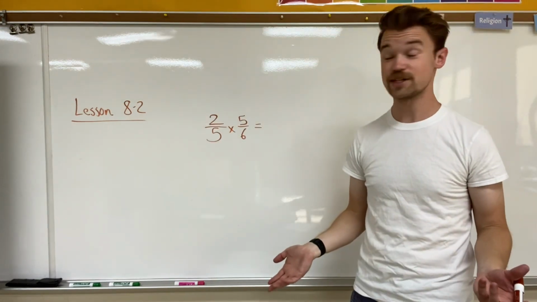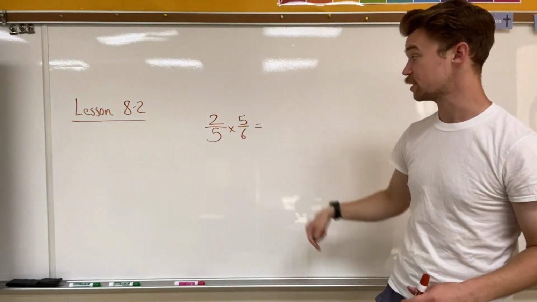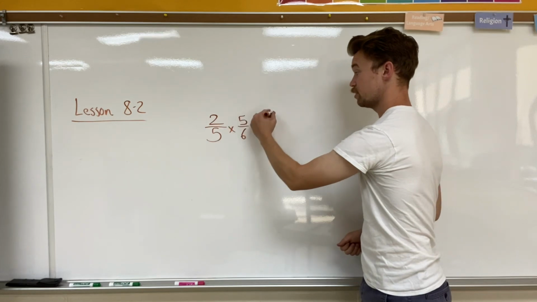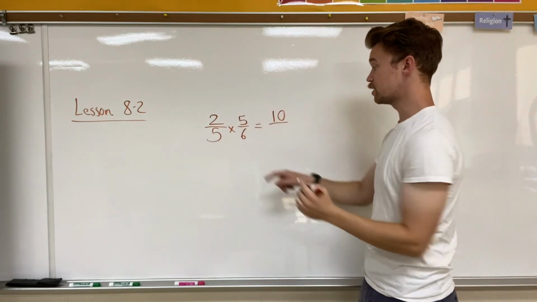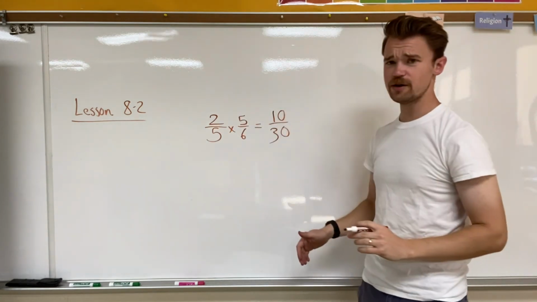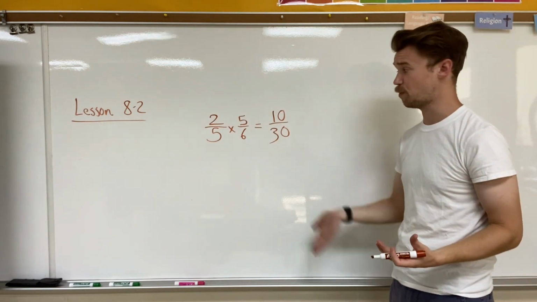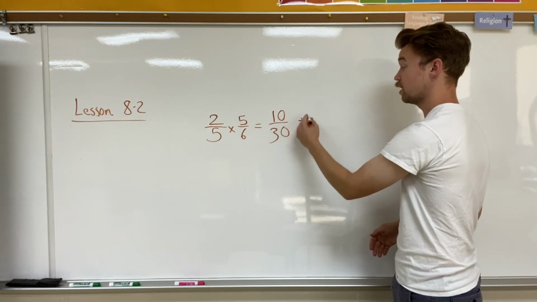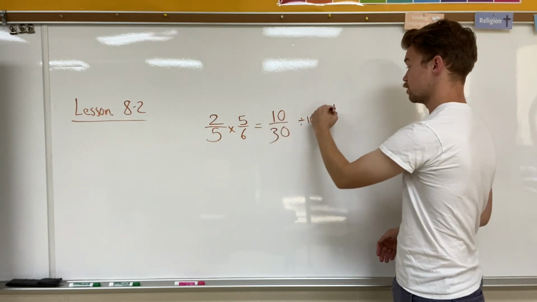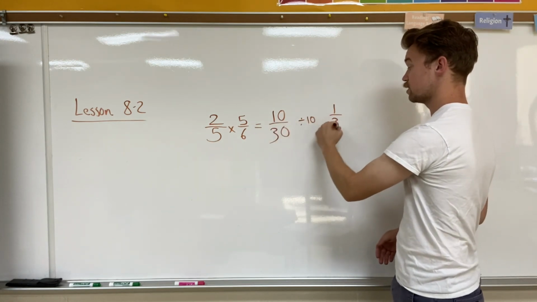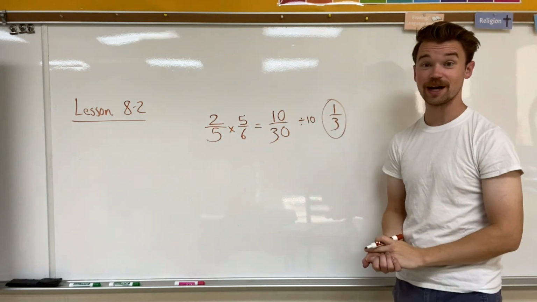Let's take a look at another example. I have 2/5 times 5/6. Well, 2 times 5 is 10, and 5 times 6 is 30. Now, I noticed that both of them end in zeros, which means that they're both even, but also since they both end in zeros, I can simplify them by dividing by 10. 10 divided by 10 is 1, and 30 divided by 10 is 3. So 1/3 is my answer.